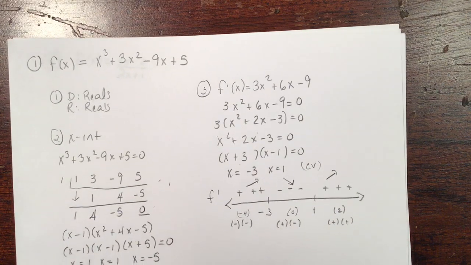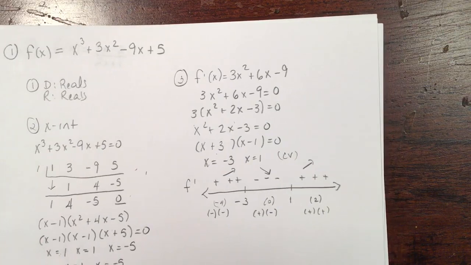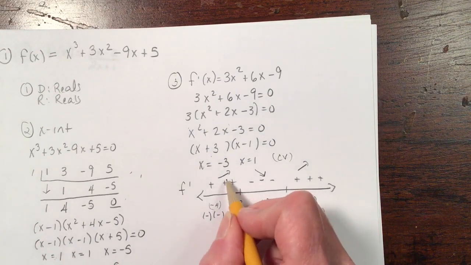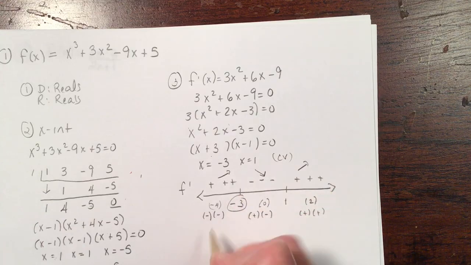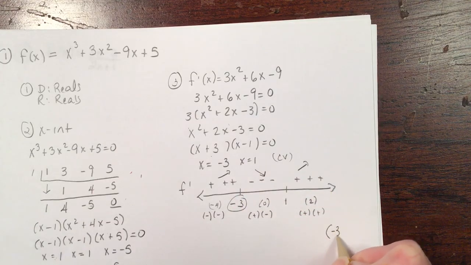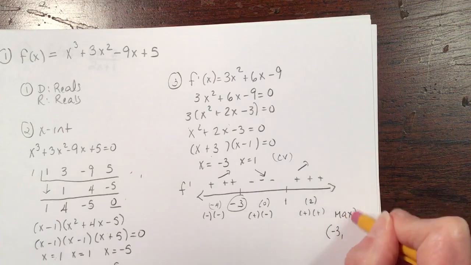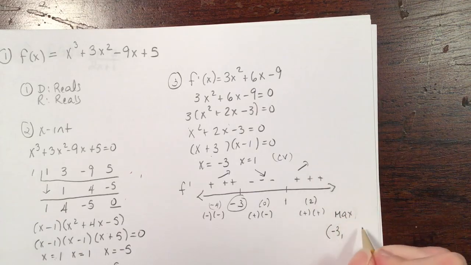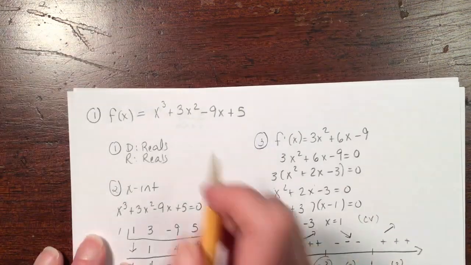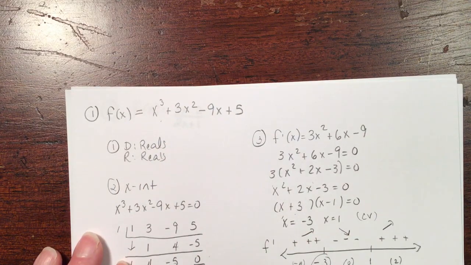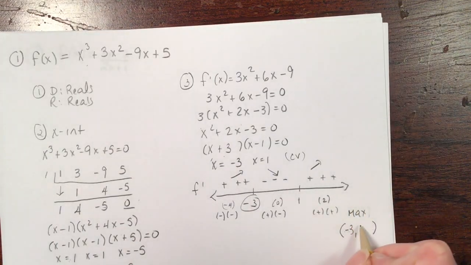Now, from here, we also want to find any relative maxes or mins. So I know that when I go from a positive to a negative, negative 3 is going to be a maximum value on my curve. How do I get the y value? I get the y value by plugging negative 3 into my original function. I will also give you a second to work that out on your own. And you should get negative 32 as a maximum value.